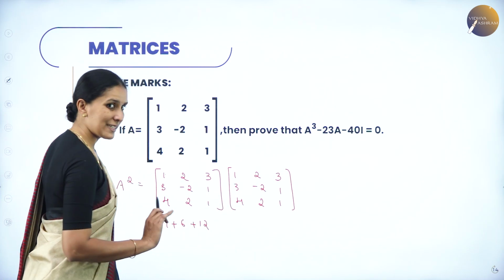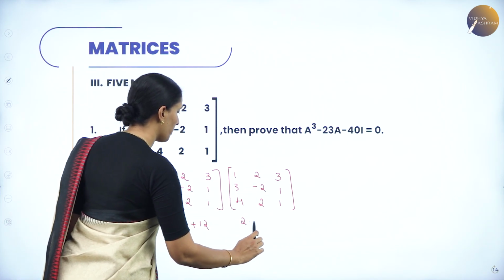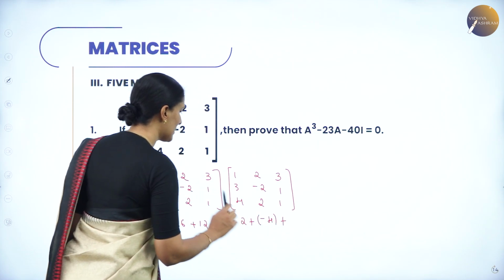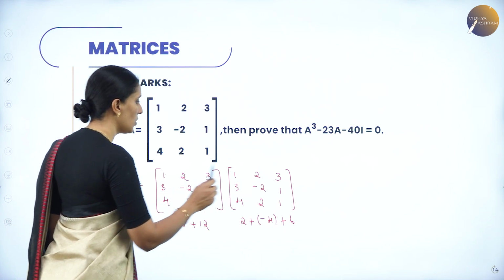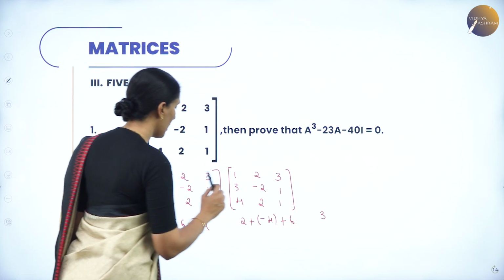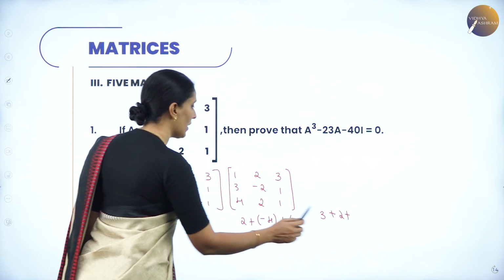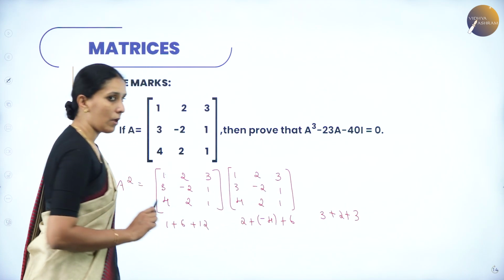So first column is done. Let's move on to the second column. 1 twos are 2 plus 2 twos are minus 4 plus 3 twos are 6. Next we are on to the last column. So 1 threes are 3 plus 2 ones are 2 plus 3 ones are 3. Now the first row with all the 3 columns is done.